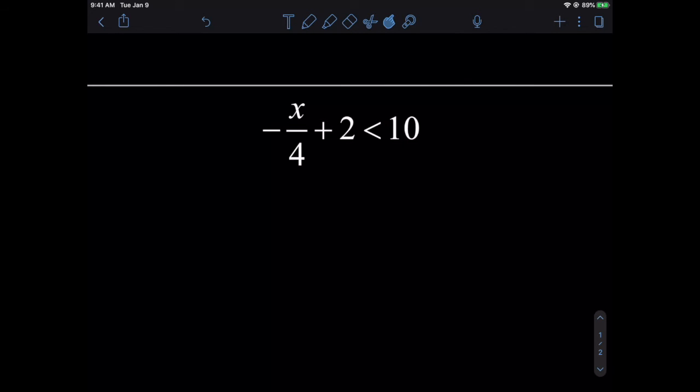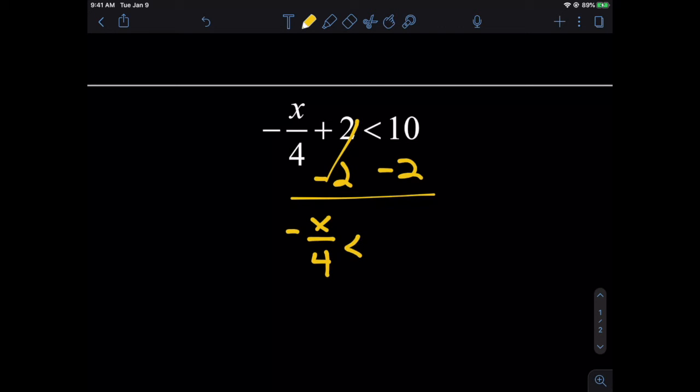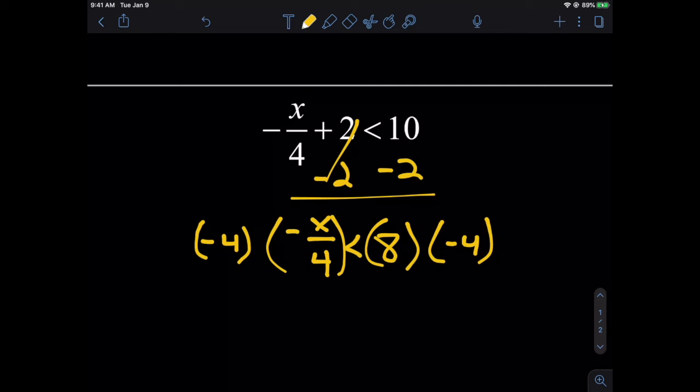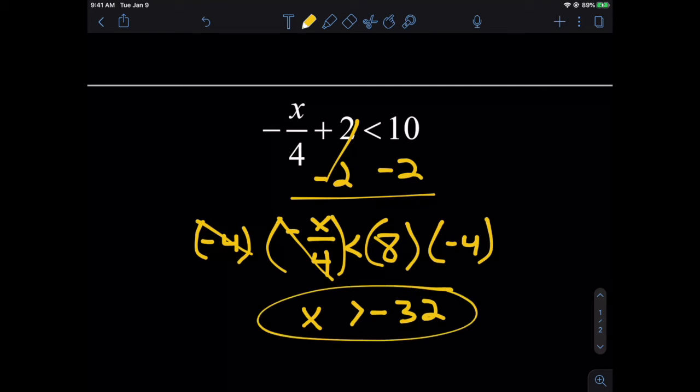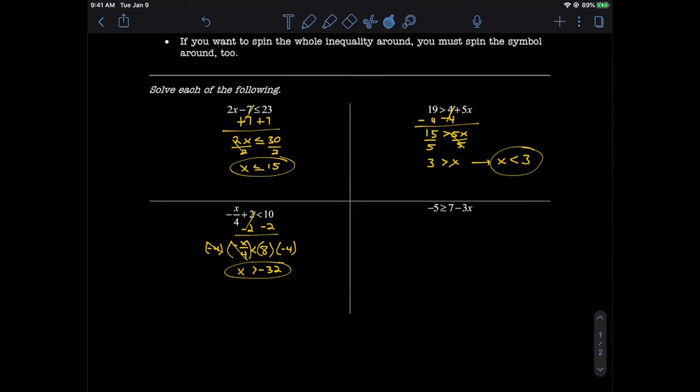This time we got division with our x, but we're still going to get rid of that 2 first. So we minus 2 from both sides to get started here. That's going to leave us with negative x over 4 is less than 8. Now this problem's a double whammy. We got the minus and the divided by 4. So let's get rid of both of those at the same time by multiplying both sides by negative 4. Now this is an inequality, so anytime you multiply by a negative, guess what you gotta do with the symbol in the middle? Spin it around. What once was less than is now greater than, and our final answer is x is greater than negative 32.